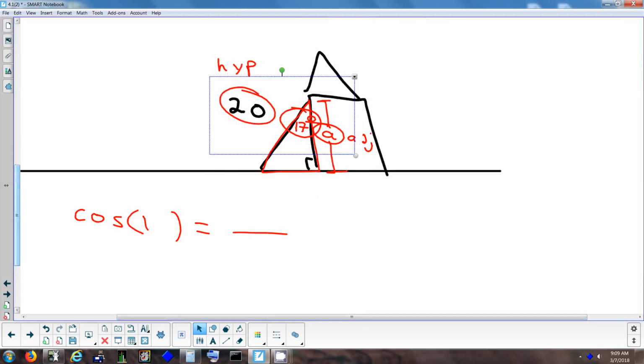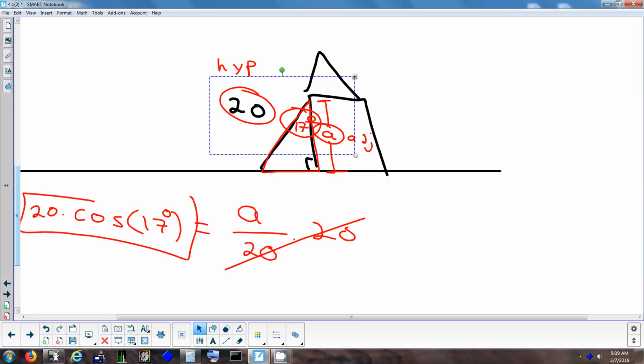Can you set up my equation for me to solve for the height? Cosine of 17 in the parentheses, equals A on top and 20 on bottom. Multiply both sides by 20. And if you place the ladder at a 17-degree angle to the house, that is how high it will reach.